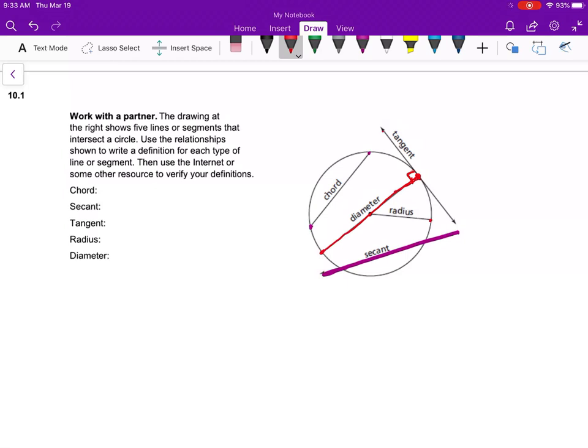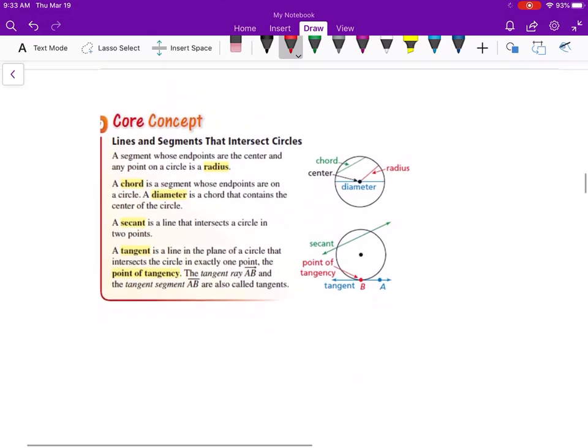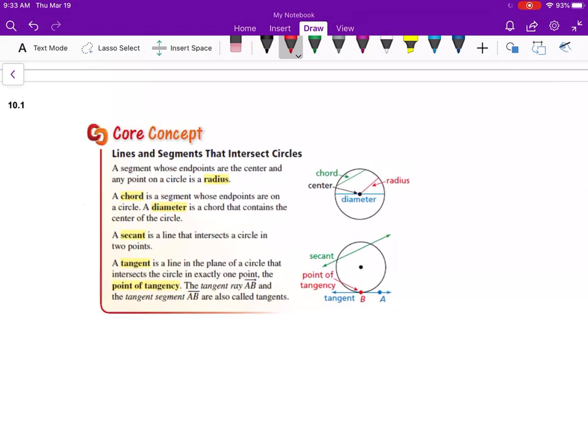Okay, diameter and radius pass through the center of the circle. Now, there's lots of different relationships with these segments and these lines. Okay, and we're going to be talking about those. We'll just move on. So here, the core concept, these are the official definitions. Okay, and we have different examples. You might want to pause right now just so that you can remember these, write these down. These are your notes.